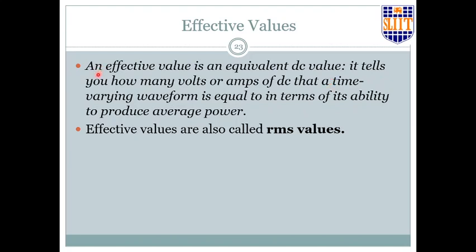So let's read this and see. An effective value is an equivalent DC value. It tells you how many volts or amps of DC a time varying waveform is equal to in terms of its ability to produce average power. So that is what it said, like if it generates the same power with the DC, at what voltage or at what current would the load generate the same power. That is what the effective value is. It is also called the RMS. Let's look later on at why this is RMS and what this RMS is.